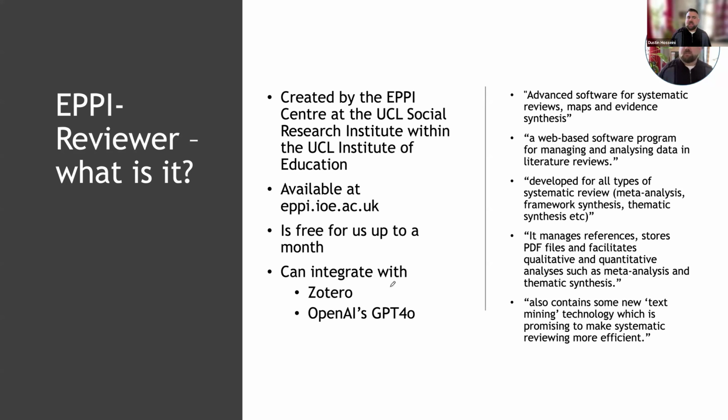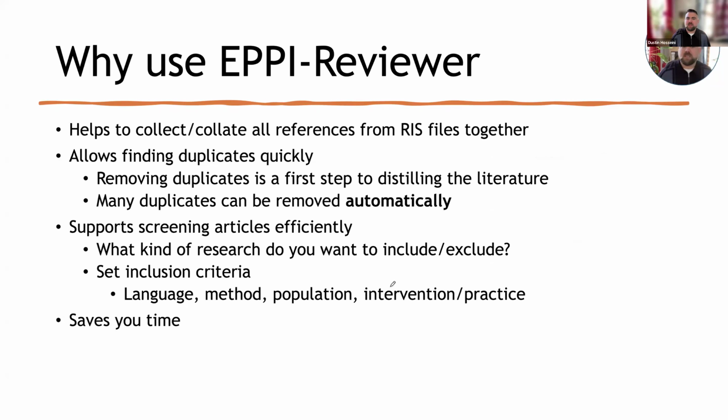Basically, EPPI Reviewer allows you to sort and filter your references in a way that makes it much faster and easier for you to work with. So again, it helps you to find duplicates. It helps you to screen the articles very efficiently. So if you're working with other people, this is a perfect way, well, one of the good ways of doing it. Also, it saves you time. You can use a spreadsheet, but I think you will spend more time setting it up than you would if you were to use this.